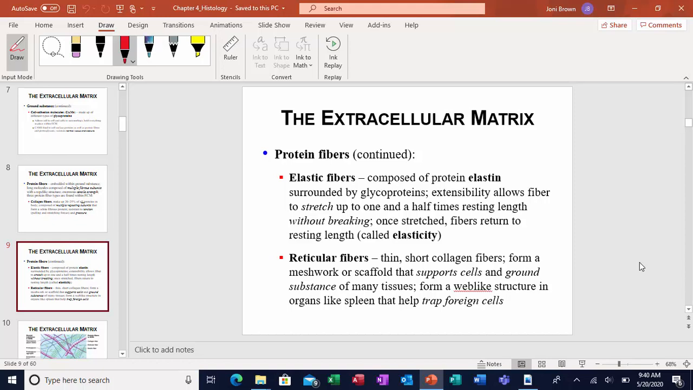And then the reticular fibers. Now, this is like you took one really thin collagen fiber and you made a web-like arrangement with other collagen fibers that are thin like this. And so that gives support and helps also make a trap for foreign cells. So those are the three types of fibers that you find in the extracellular matrix.